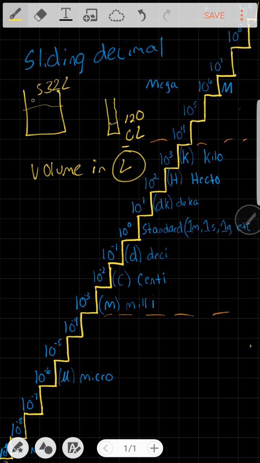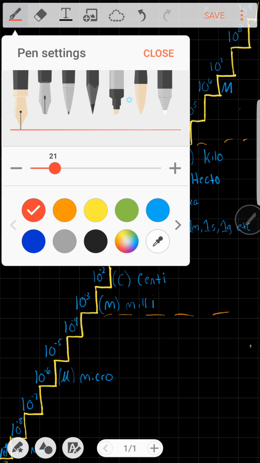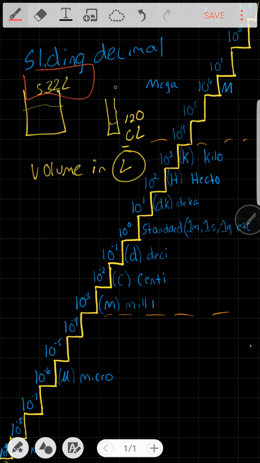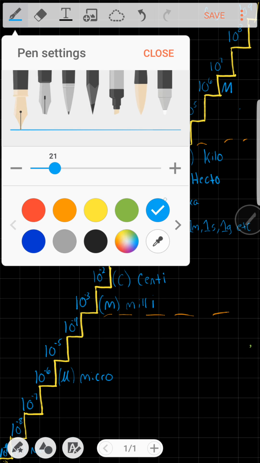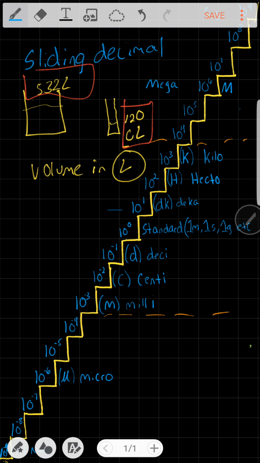Do I need to change my number over here, the 532 liters? No, because it's already in the unit I want. I need to change this 120 centiliters. So let's go ahead and do the problem. I've got 120 centiliters. I want to change my unit into liters. So is my unit getting bigger or is it getting smaller? My unit here is getting bigger. So what do I need to do? I need to make my number smaller.